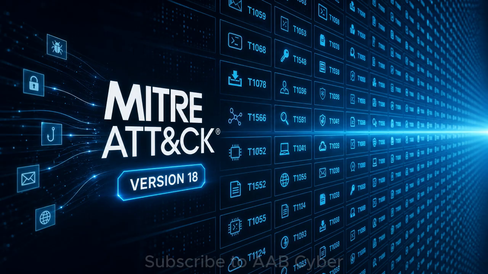So let's talk about MITRE ATT&CK. MITRE Corporation, a U.S. nonprofit, released it publicly in 2015. It stands for Adversarial Tactics, Techniques, and Common Knowledge. Here's the key difference from the kill chain. The kill chain is a theoretical model.